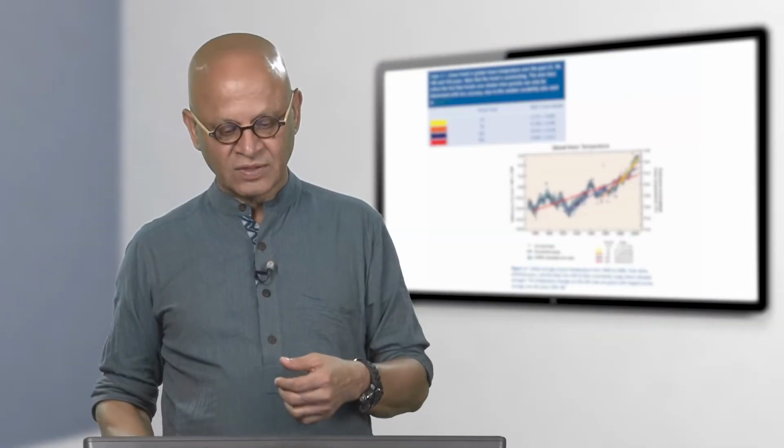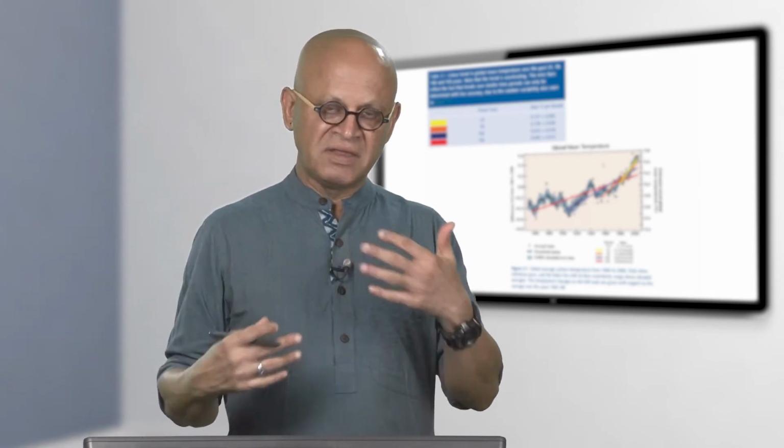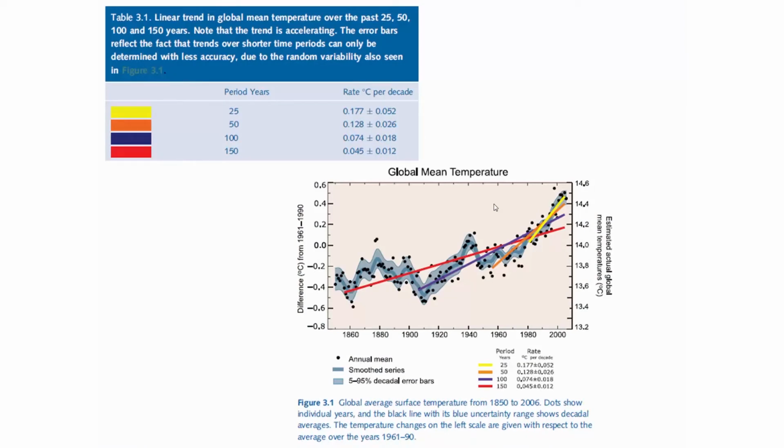Okay. So, let us keep looking at this figure in many ways and make many different points each time. Okay. So, here is the linear trend in global mean temperatures for the past 25, 50 and 150 years.